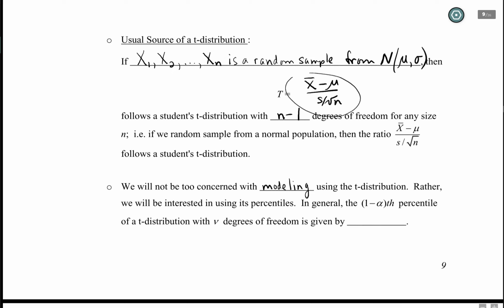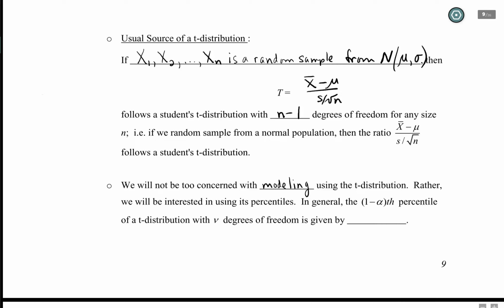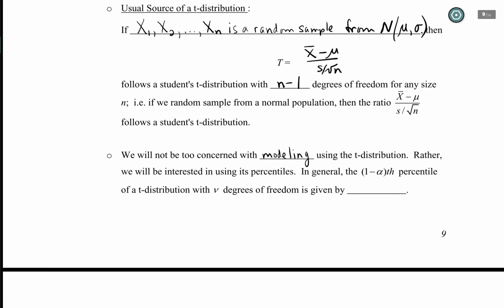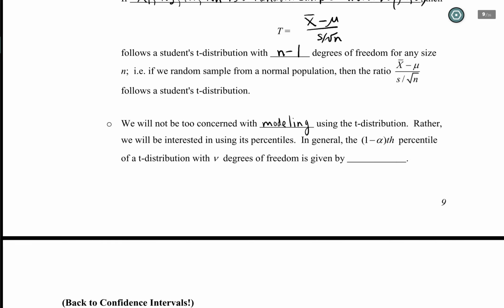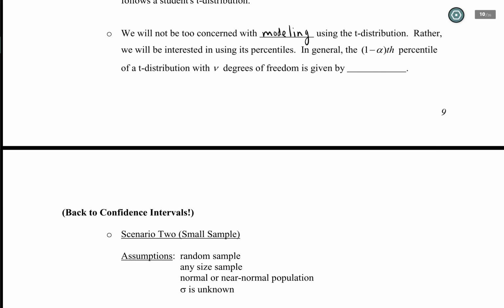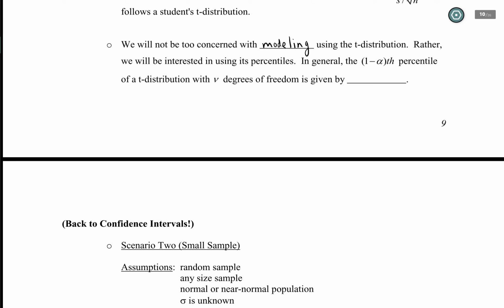The notation for the percentiles would be as follows. If we've got a 1 minus alpha percentile of a t distribution with degrees of freedom nu, that notation looks like this: t subscript nu, comma, alpha.